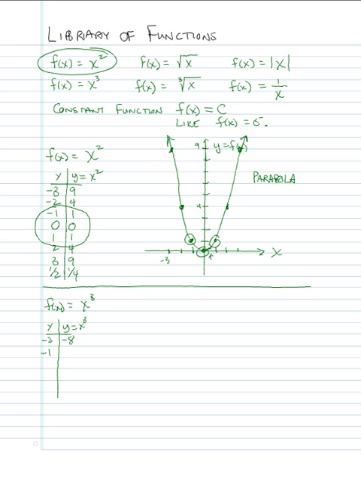Choose x to be -1, I cube -1, I get -1. -1 times -1 times -1 is -1. I choose x to be 0, I get 0. I choose x to be 1, I get +1. I choose x to be 2, I get +8.